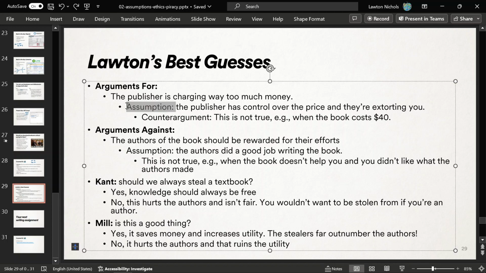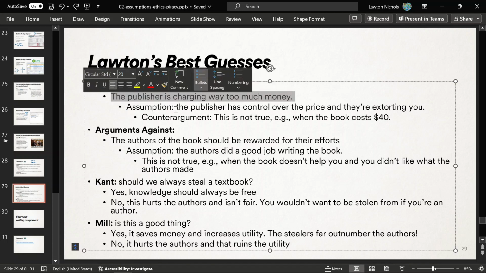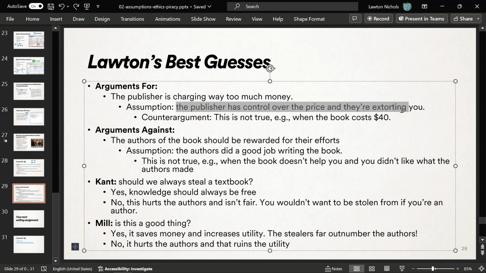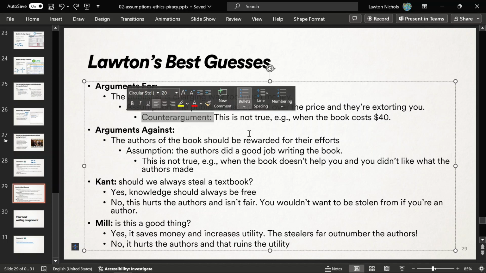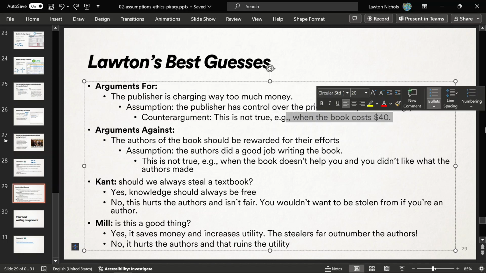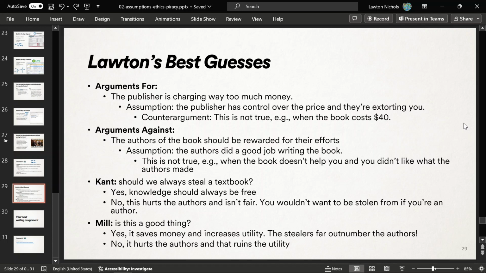That's silly. Let's think about the assumptions that are underlying this argument. The assumption is that the publisher has control over the price, and they're the ones extorting you. Right? Maybe that's not true. There could be a counter argument there. Like if the book was $40 and it was in color, maybe you're really just paying the cost of the printing of the textbook, and maybe $5 is going to the author. Maybe that is fair. Okay, so that's an argument for, an assumption behind it, and bashing it down.